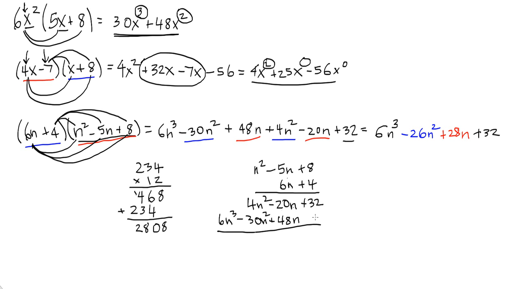The really nice thing about this technique is you'll notice that you don't have to go hunting around for like terms, because the like terms all line up in nice columns. So let's add those. We got 32. Negative 20 plus 48 is 28n. 4 minus 30 is negative 26n squared. That was a plus 28n, and 6n cubed. Same answer, just a different way of doing it.